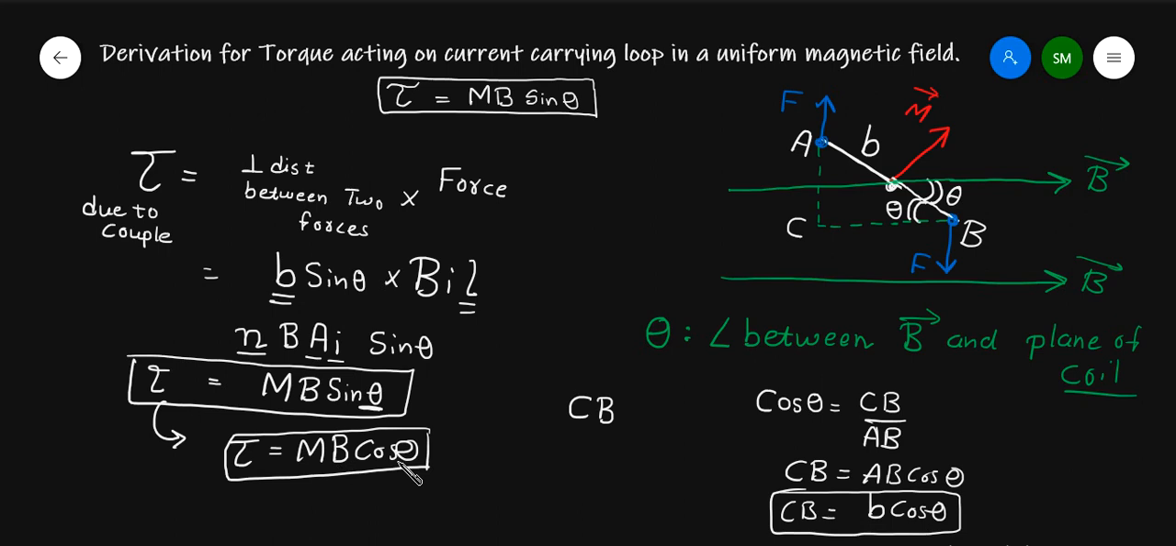Students often get confused about when to use mB cos and when to use mB sin. It is extremely simple. If theta is the angle between the m vector and the B vector, then mB sine theta is correct. That torque equals mB sine theta can also be written as torque vector equals m vector cross B vector. But if you define theta as the angle between the B vector and the plane of the coil, then the formula changes: it will be mB cos theta.